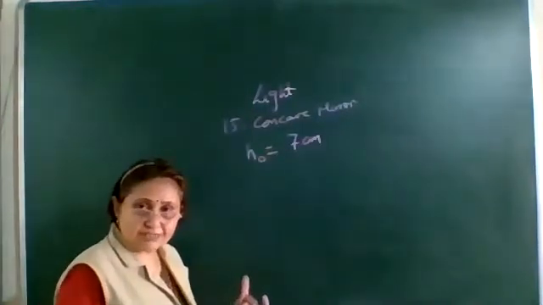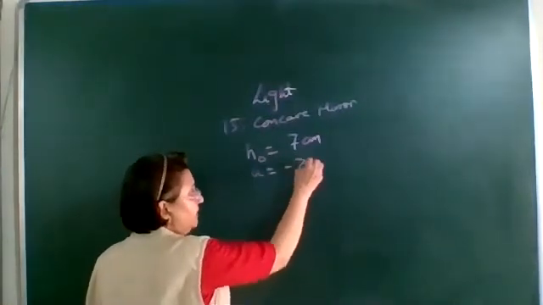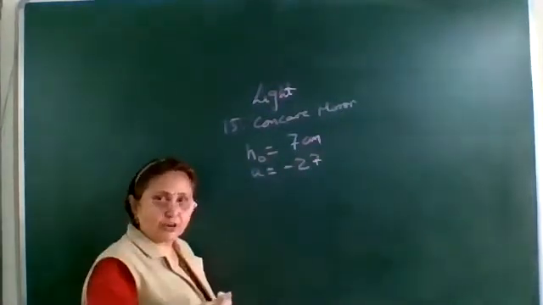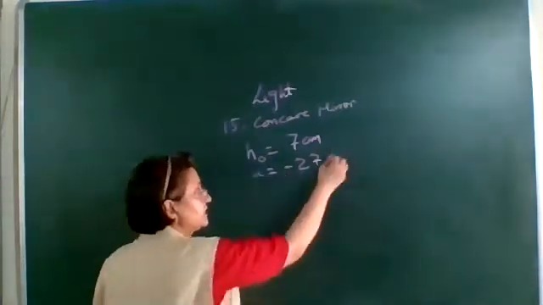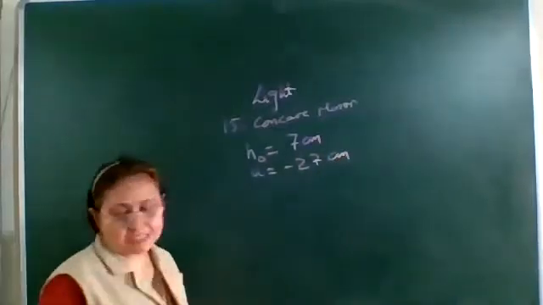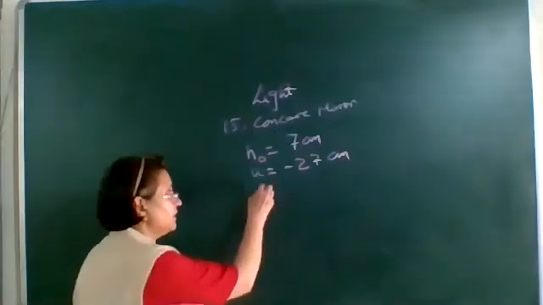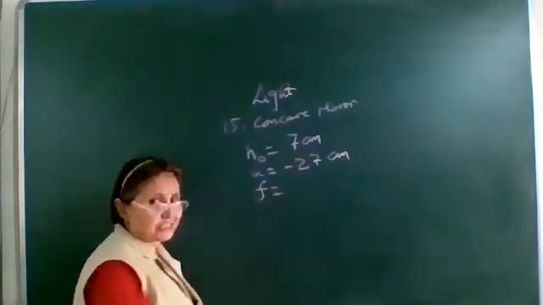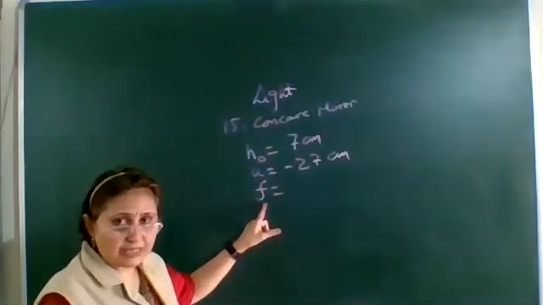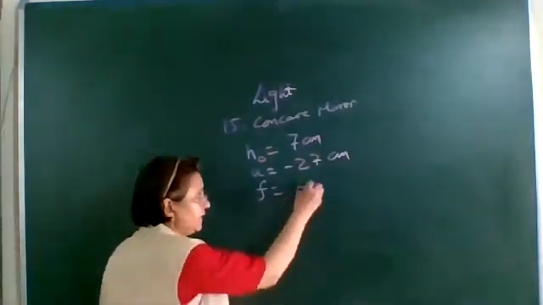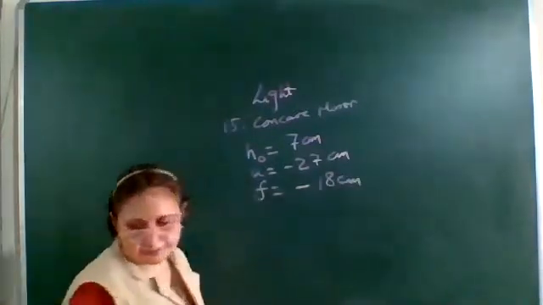What is this 27 centimeters? This is the object distance, and we are always placing the object to the left. So the object distance will be minus 27 centimeters. Focal length is 18 centimeter. Now see here, that is why we write which mirror it is. Why? Because the focal length of a concave mirror is negative. So the focal length is minus 18 centimeter.